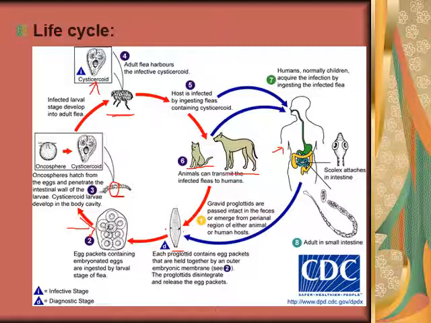In humans, it is an accidental infection, normally in children who acquire the infection by ingesting the infected flea during their play with dogs or cats. The cysticercoid settles in the intestine, the scolex comes out and gives rise to the strobila, whose segments are longer than broad, and the gravid segments come out from the anus within 2 months.